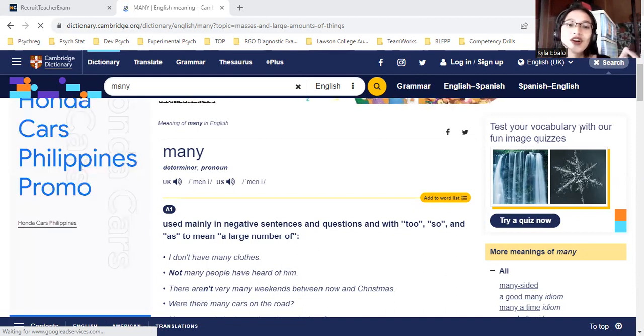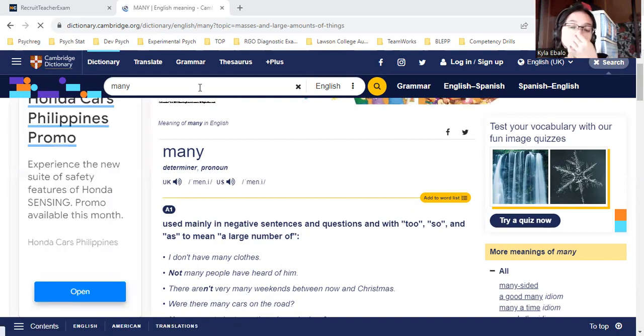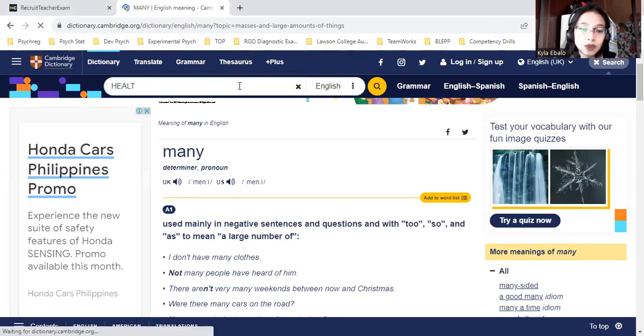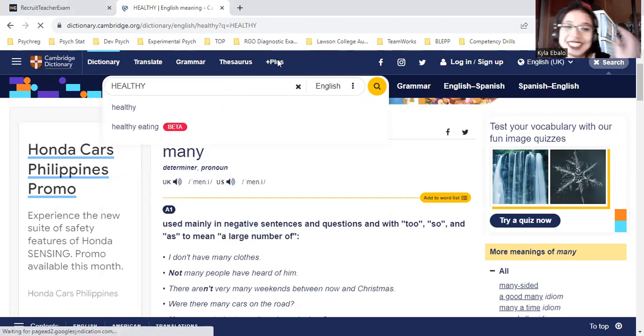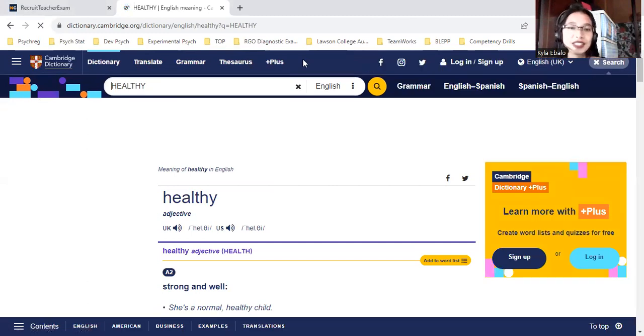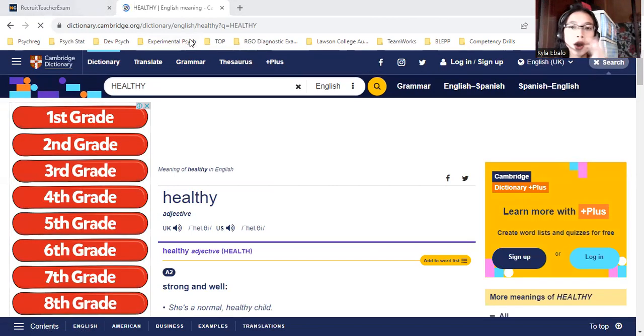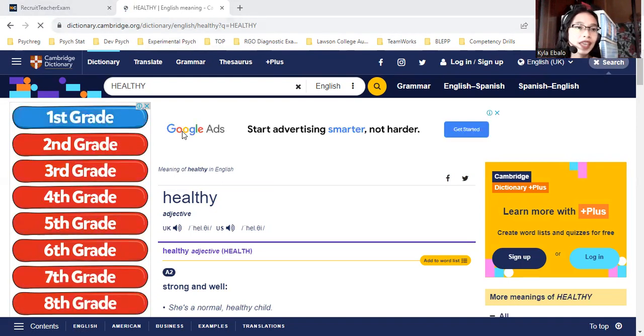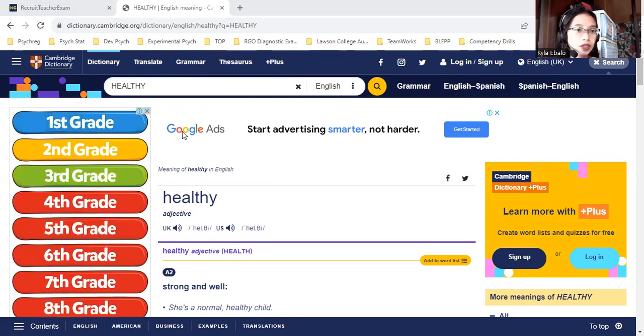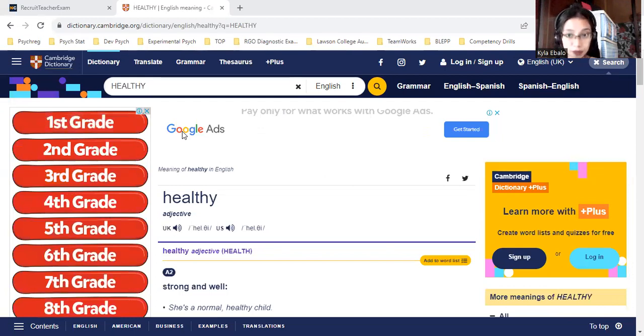A study has shown that drinking coffee or tea every day may be healthier than we first thought. Healthier, we can say it is an adjective, the comparative form of healthy. The word healthy is already an adjective, and healthier is a comparative form of the adjective healthy. The adjective healthier describes drinking coffee or tea. So it is healthier than we first thought it would be.